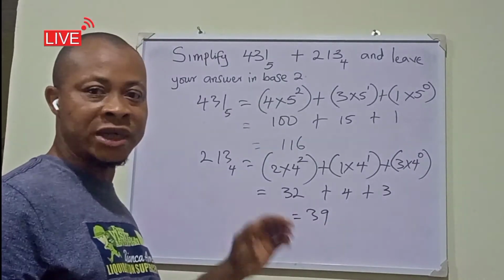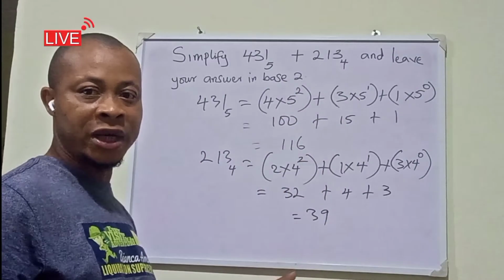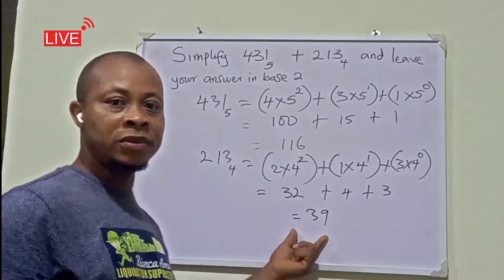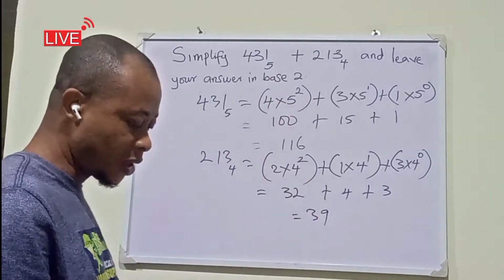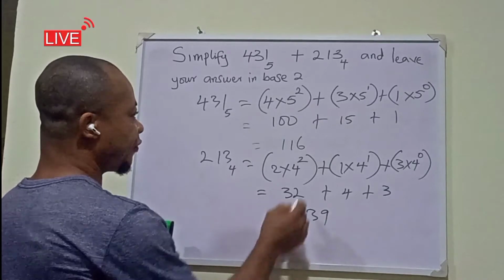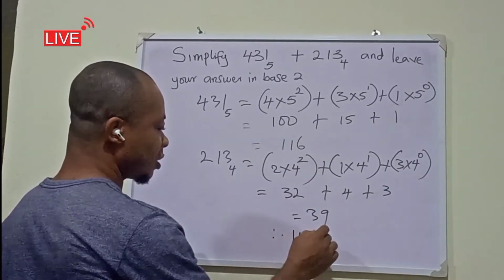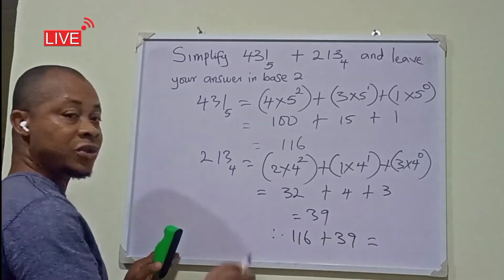Now we are going to add them together because they say we should add them together. After adding them together, the sum will be converted to base 2, and that will be the final answer. Okay, we say therefore 116 plus 39 equals, because they say we should add up.